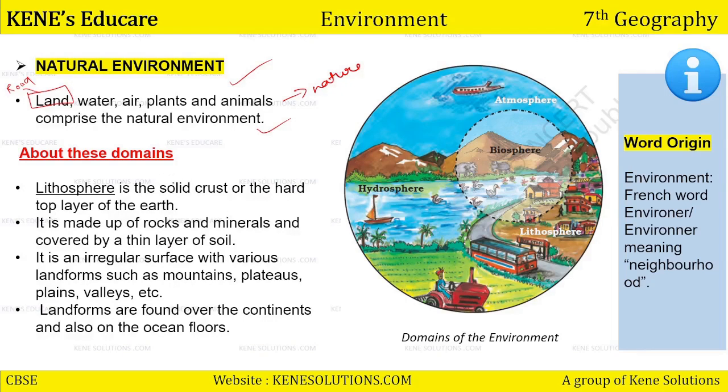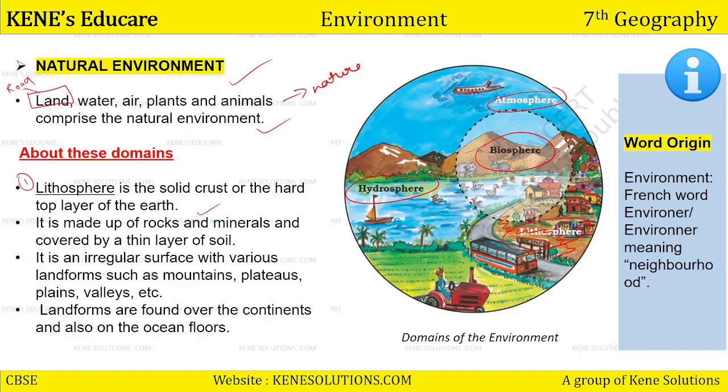Now we will read the domains of the natural environment. The domains of the natural environment as we read in that flowchart also were biosphere, lithosphere, hydrosphere, atmosphere. So starting with the first domain, lithosphere. What is lithosphere? I told you the meanings also, basic meanings also. We will read further. Lithosphere is actually the solid crust or the hard top layer of the earth. That is why lithosphere has been marked over here.